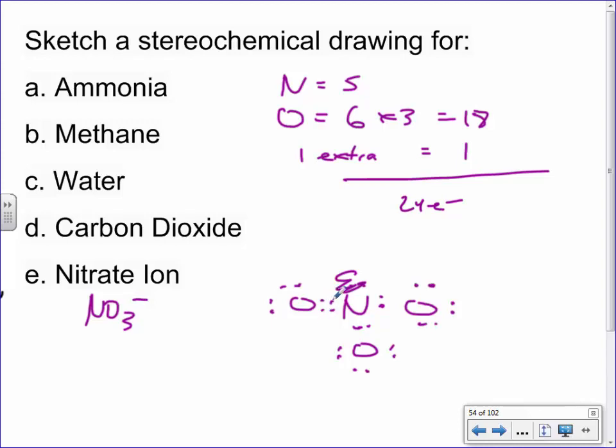So now what ends up happening is I have a double bond here, and a single bond everywhere else. Let's count them up. I've got 2, 4, 6, 8, 10, 12, 14, 16, 18, 20, 22, 24. But does everybody have access to 8 electrons now? Yeah, everybody's still got 8. You've got 8, you've got 8, you've got 8, you've got 8.